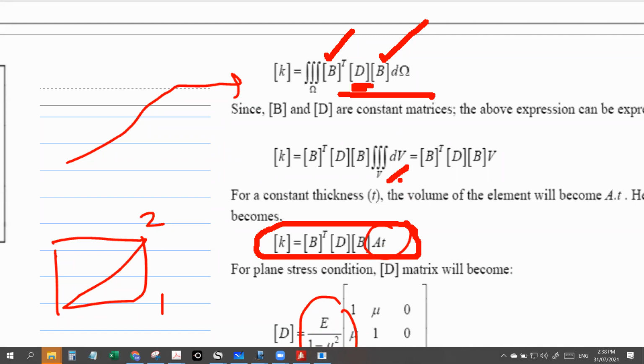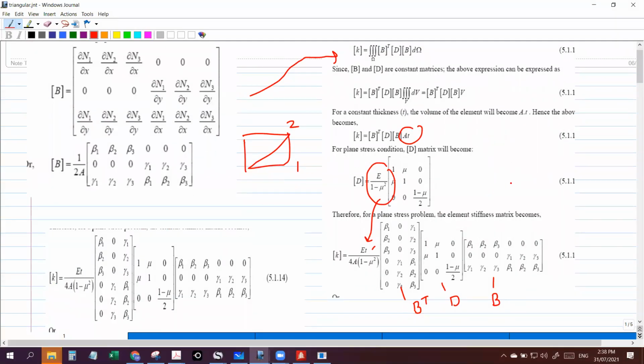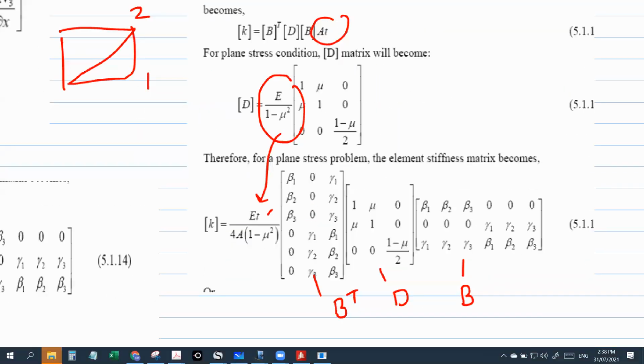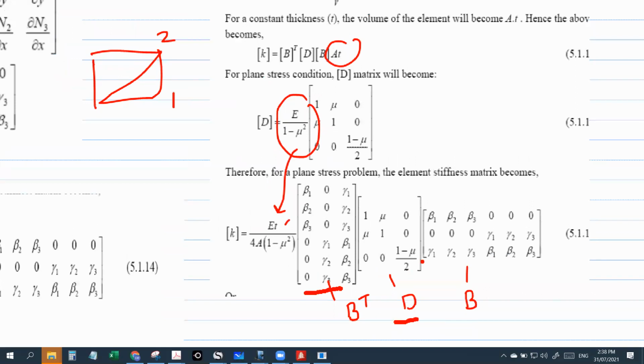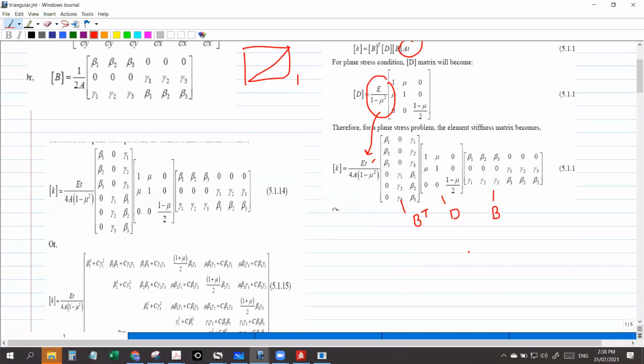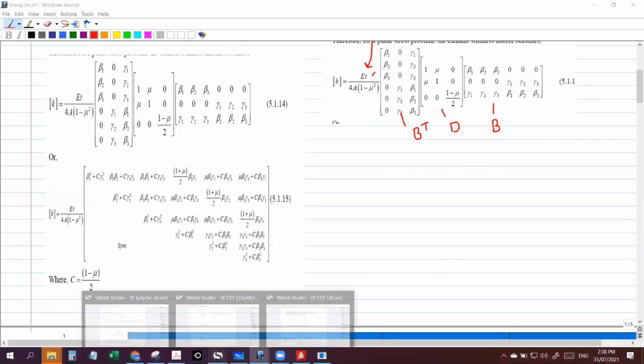Because we are integrating on the volume, volume is area times thickness. We know the formula of area earlier. Thickness is provided in the problem, assume constant din. So we can now get the K matrix per triangular element. Applying the formula B transpose DB, with the plane stress D along with this, and then this is the B matrix. You can translate that into our SMAT.